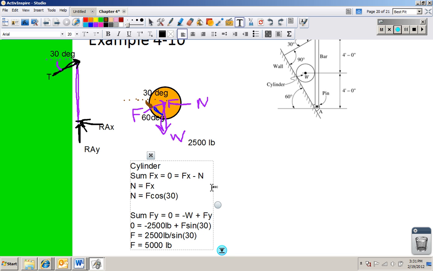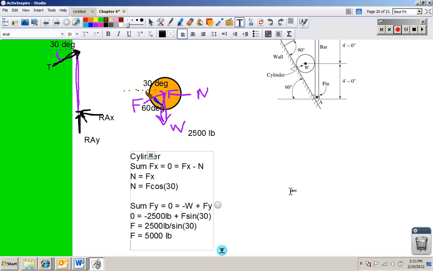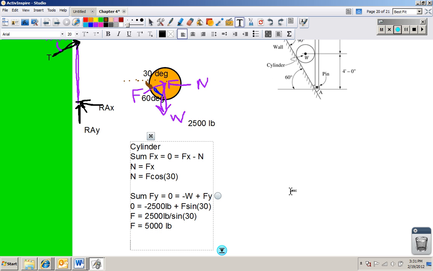Then, in addition, now we can go back and get what that normal force is. So N is equal to F cosine 30, which is equal to 5,000 times cosine 30 degrees, which is equal to 4,330 pounds. Okay. So now we know the normal force, we know the force exerted on the wall here, and we know the weight.